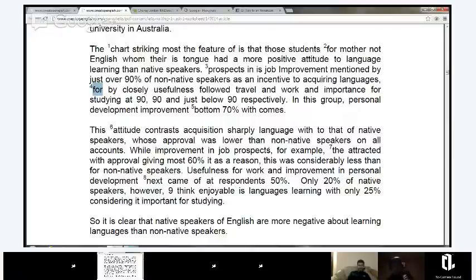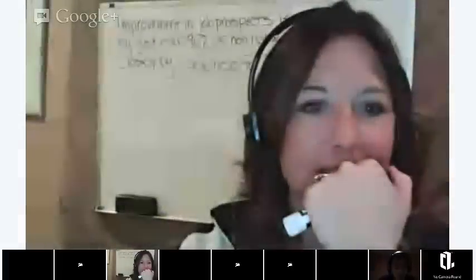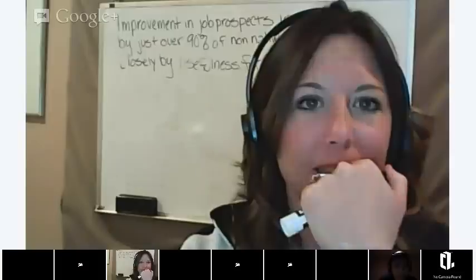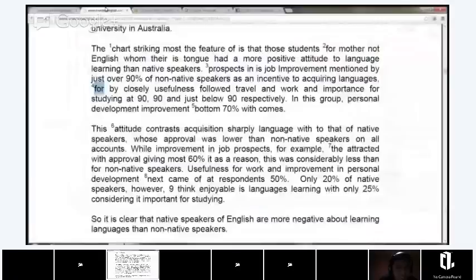Okay. In this group, personal development improvement bottom 70% with comes. Hello? Okay, in this group, personal development improvement bottom 70% with comes. Whoever wrote this, I think, is a terrible writer because they could have used a far better word other than bottom. Pretend bottom says last, not bottom. Least. Pretend it says last 70% with comes. In this group, personal improvement comes.